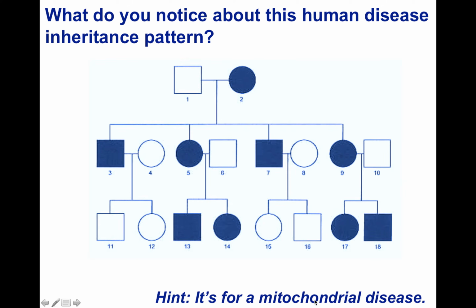And since mitochondria are inherited only from the egg, what you'll notice in this pedigree is that only mothers are transmitting this disease to their offspring. Here's a mother that's transmitted the disease to all of her children. Here's a mother that's transmitted it to both. Here's a mother that's transmitted it to both. Here is a father that hasn't transmitted anything.